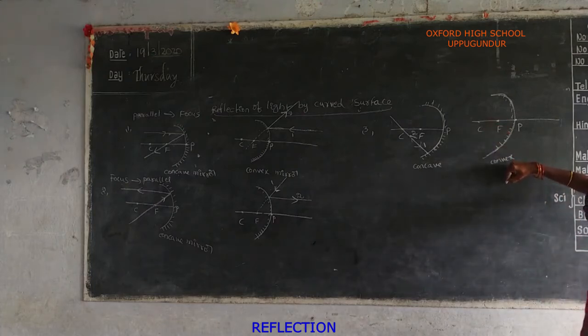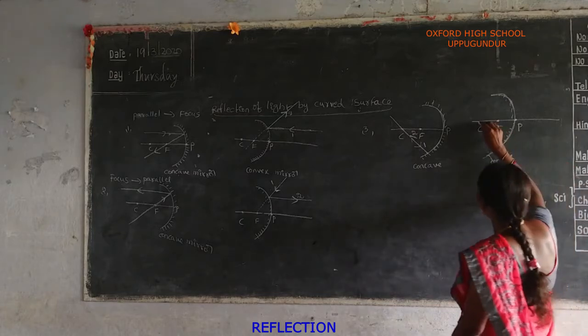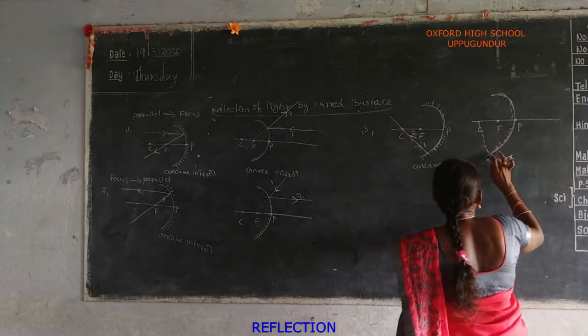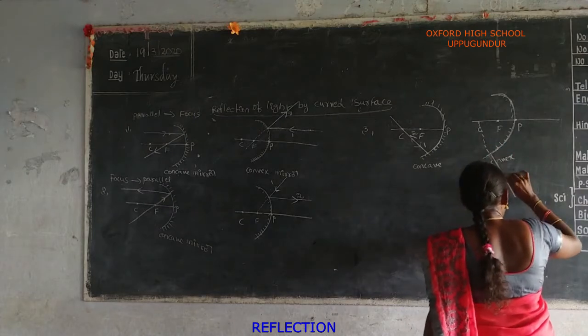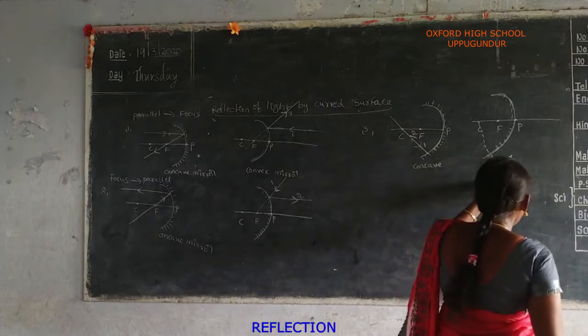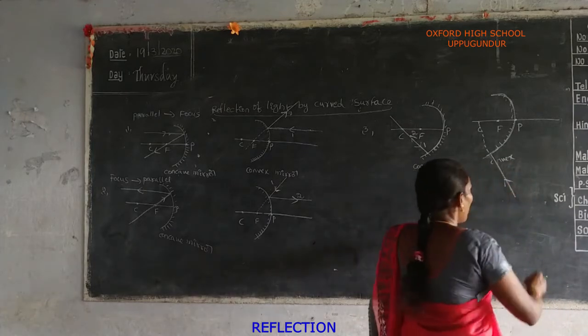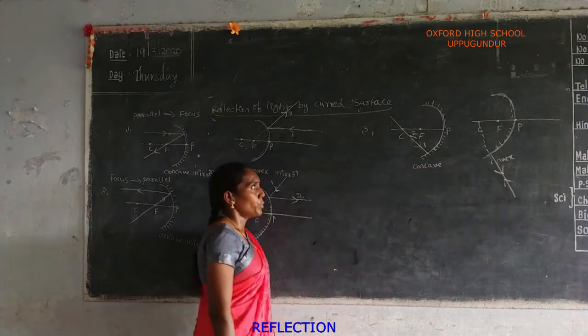The light ray that is passing through the center of curvature. This is the extended incident ray. This is the incident ray. And again the reflected ray will come back into the same medium, along the same path in opposite direction.